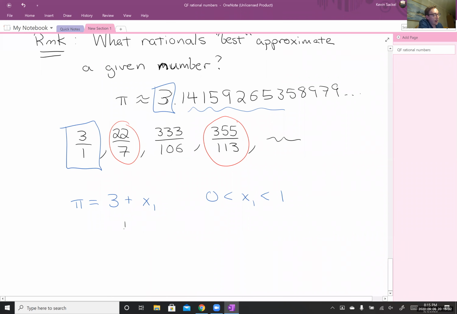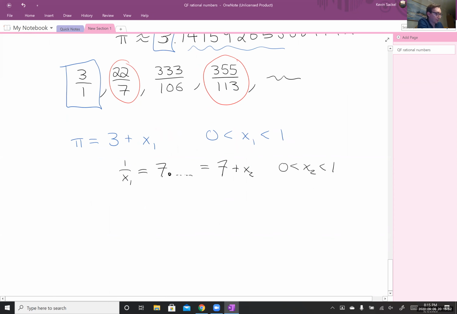So when I do that, I have that 1 over x1. It turns out to be 7 point something, right? So I think about this as 7 plus x2, where 0 is less than x2 is less than 1. And so what that means is that a pretty good approximation would just be, well, x2 is relatively small. So I can take pi to be approximately equal to 3 plus 1/7, right? And that's where we get the 22/7.